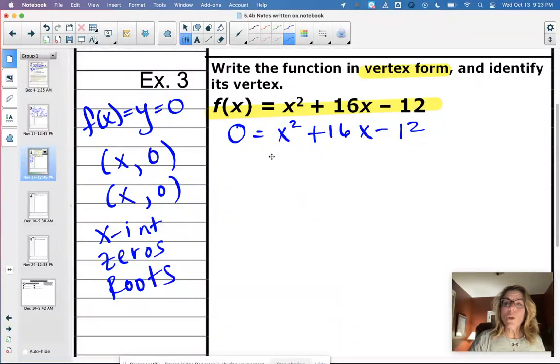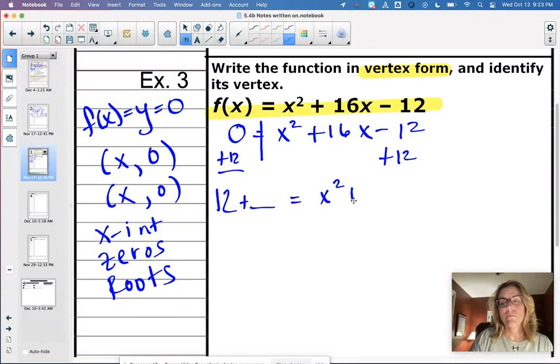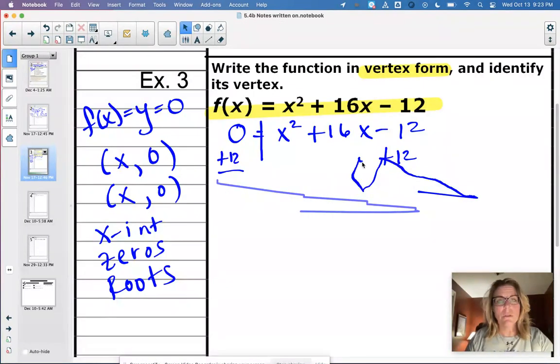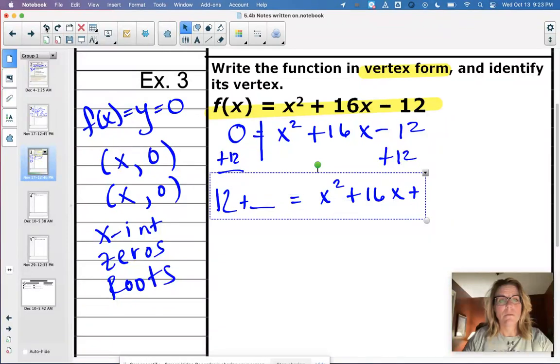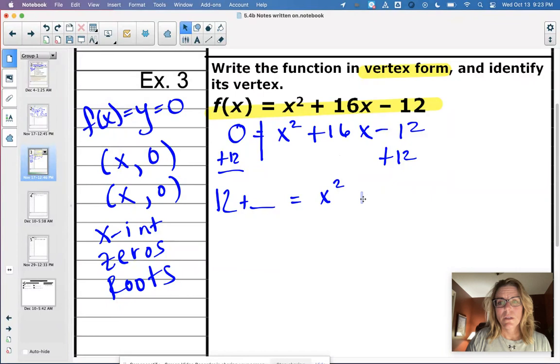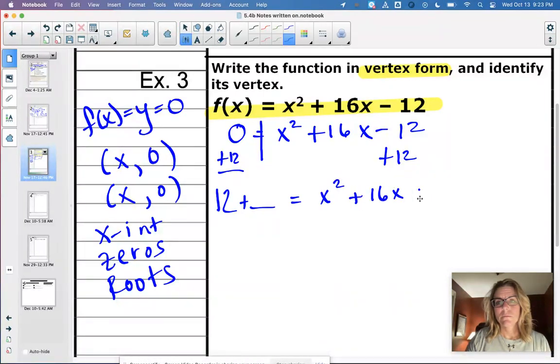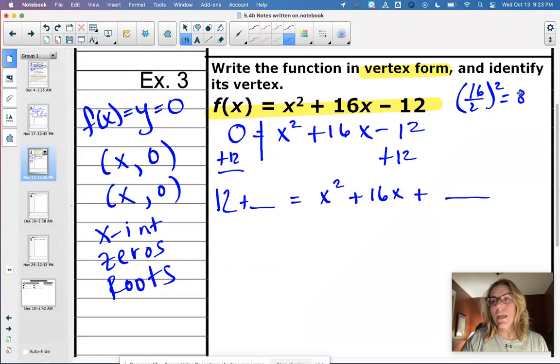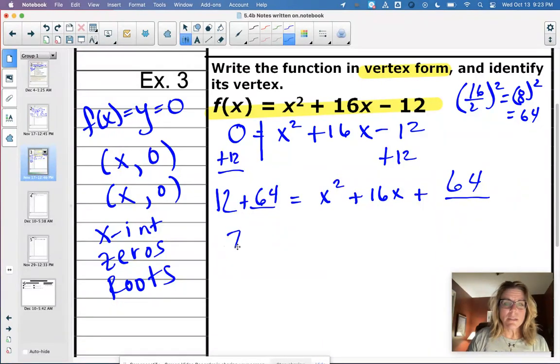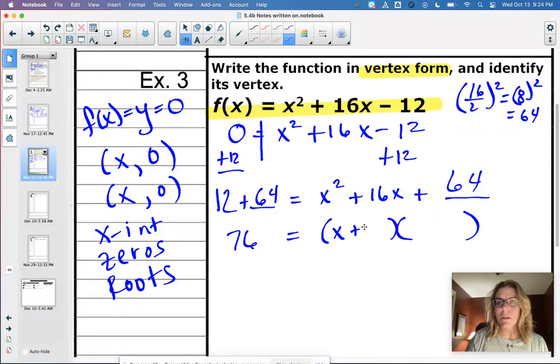Next step, we are going to get the constants on one side and the variables on the other. Okay, let's try this again. We look and the term in front of the x squared is a 1. We don't have to divide anything. Now what we're going to add to both sides is b over 2 squared. Well, that's going to be 16 over 2 squared, which is 8 squared, which is 64. That's 76. And we're going to factor that into x plus 8, x plus 8, a binomial squared.